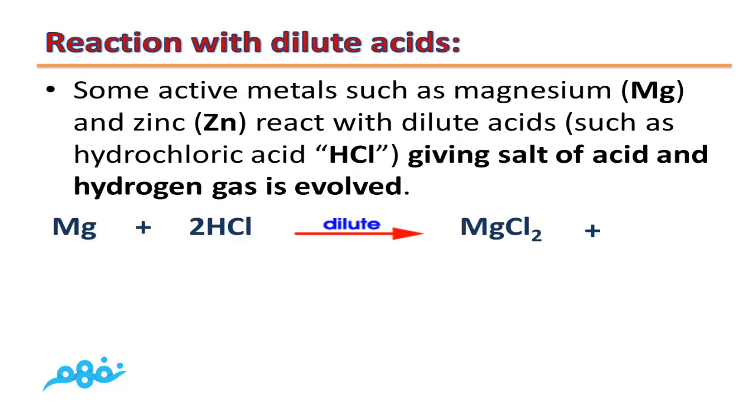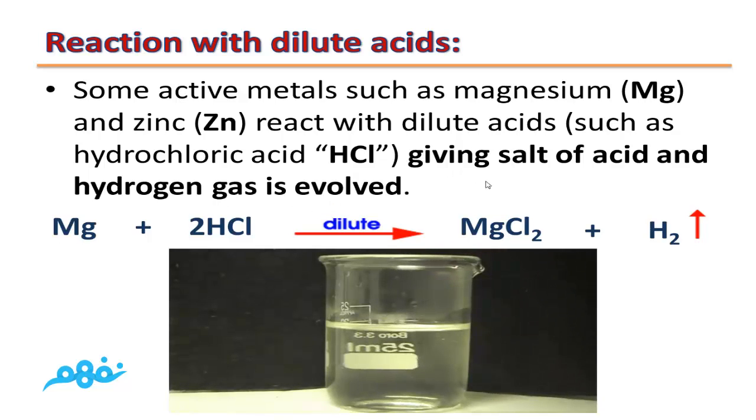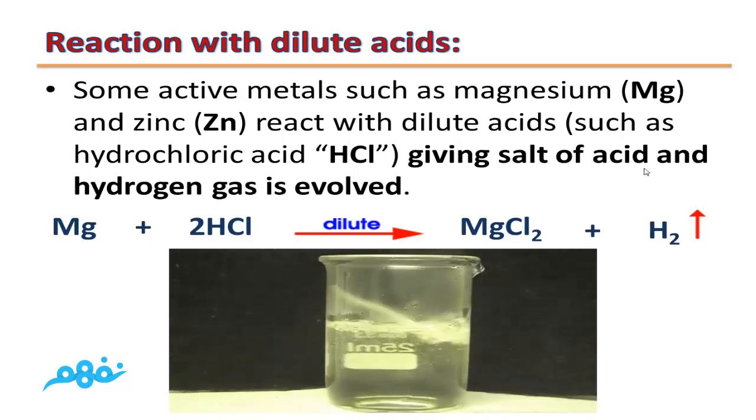Some active metals such as magnesium and zinc react with dilute acids such as hydrochloric acid, HCl, giving salt of acid, and hydrogen gas is evolved. Mg plus 2HCl diluted, the salt of acid, which is magnesium chloride, is formed and hydrogen gas is evolved, as we can see from this video.